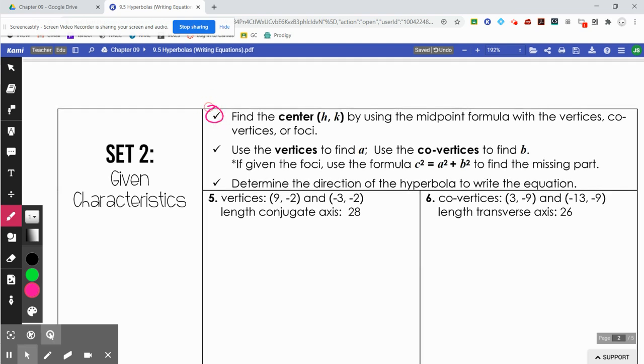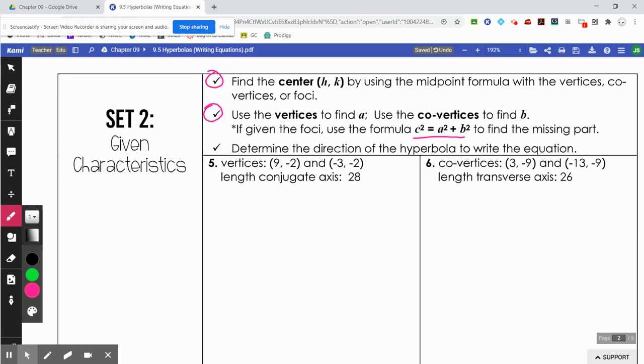Again, we're going to find the center by finding the midpoint of the vertices, co-vertices, or foci. It's always going to be in the middle of any of those. Next up, we're going to use the vertices to find A, co-vertices to find B, and a combination of that and this formula, which is the formula for your foci, to find any missing pieces we need. And then we're going to determine the direction. And then that's going to tell us which equation we're going to use.